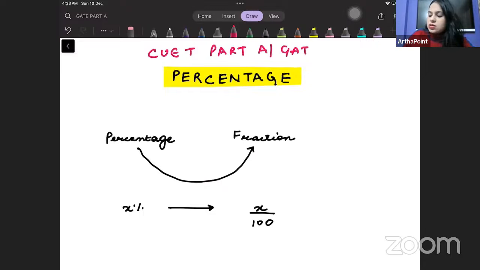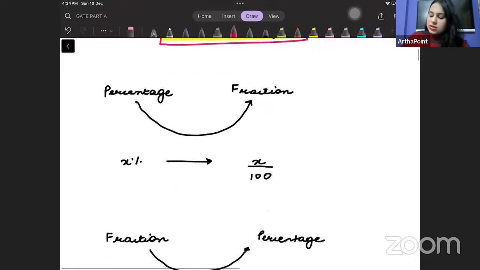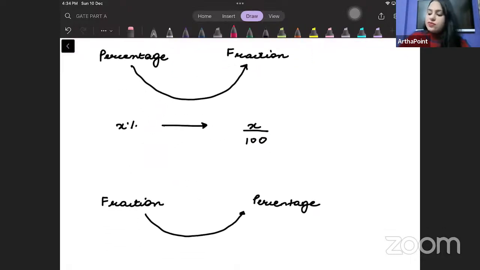GATE Part A questions. The topic that I'm going to take today is called percentage. Okay, beta. I will take some very, very important questions from percentage that can be asked in your final exam. Okay, beta. देखो ध्यान से. The first thing that we have to understand is how percentage can be converted to fraction and fraction can be converted to percentage. पहले बेटा percentage को fraction में convert करना सीखते हैं.